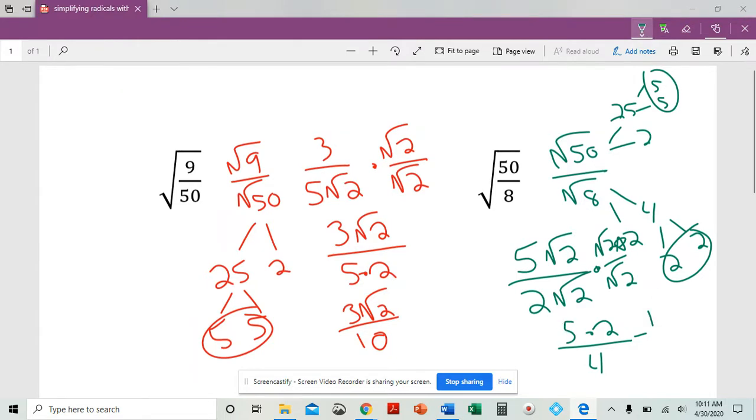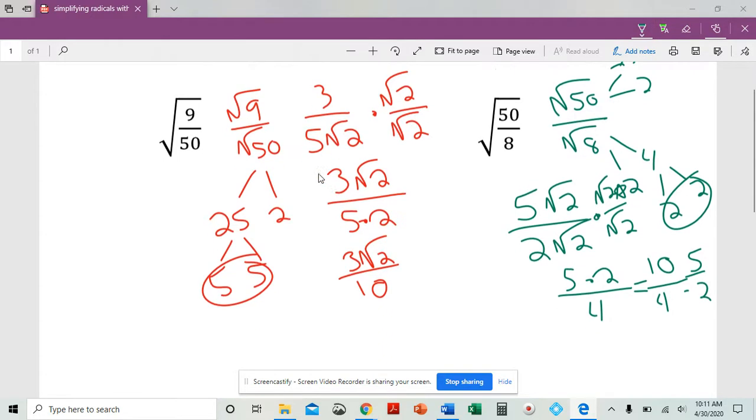That's going to give us our 10 over 4, which is still going to bring us back to that 5 over 2. So your answer is going to be 5 over 2 for the square root of 50 over 8.